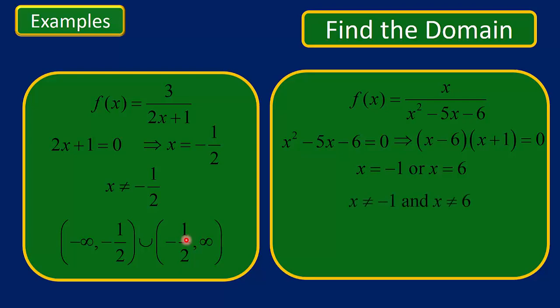So we could say, okay, our domain is x can't be -1 and x can't be 6. It can't be either one of those values. Or I could write it in interval notation. -∞ to -1. Jump over that. -1 to 6. Jump over that. 6 to infinity. In other words, x can be in any of these intervals here. It just can't be -1 or 6. And this is the way we can write it in interval notation.